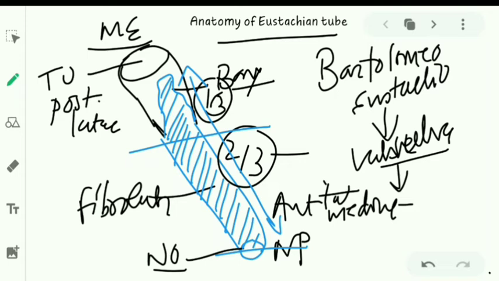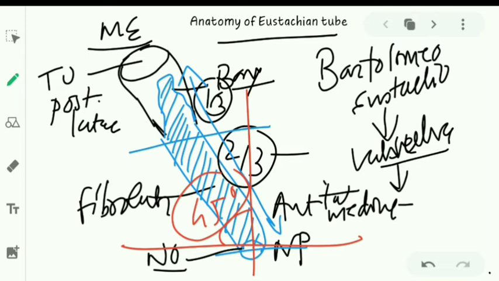The Eustachian tube with the base of the skull in the vertical plane gives a 45-degree angle. This angle is less in a child.